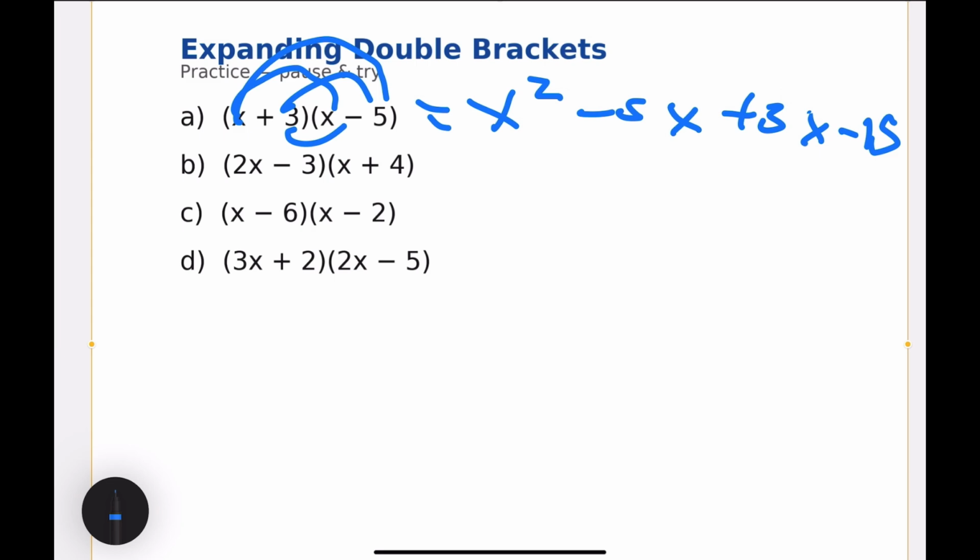But we can simplify this, so it becomes x squared minus 2x, as negative 5x plus 3x, well, you find the difference, which is 2, but you know it's going to be negative, so it becomes negative 2x. And then minus 15, we can't simplify that anymore. So the final answer would be x squared minus 2x minus 15, as we have simplified it by collecting the like terms, so in this case it was the x's.